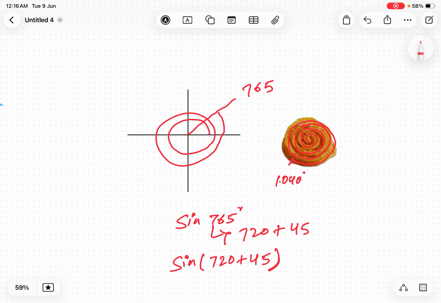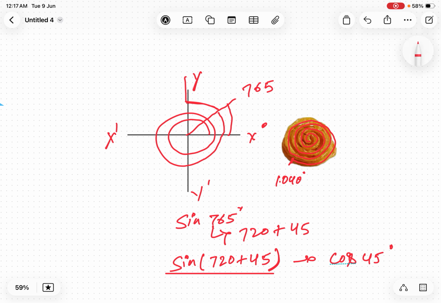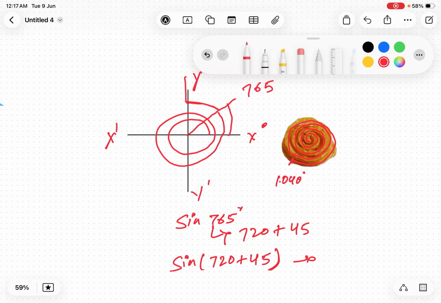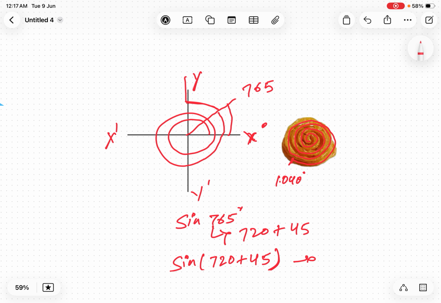Second thing, this is the x axis, x dash, y and y dash. When we are taking any relation from the x-axis, the function will not change. If we take the angle from y, then sine will change to cos 45 degree. But in this question, the angle lies in the first quadrant, and we are taking the relation from x, so it will not change.